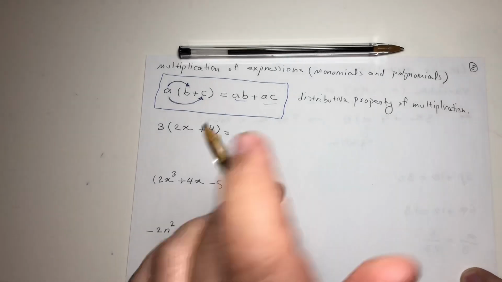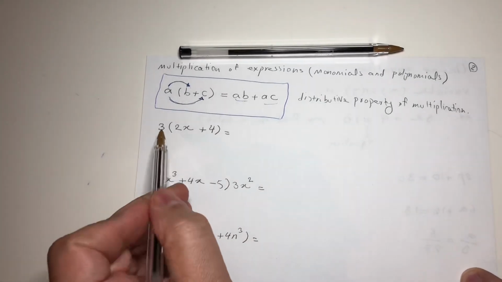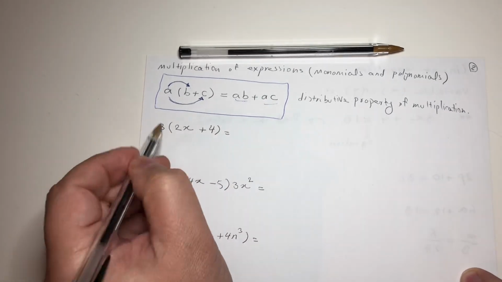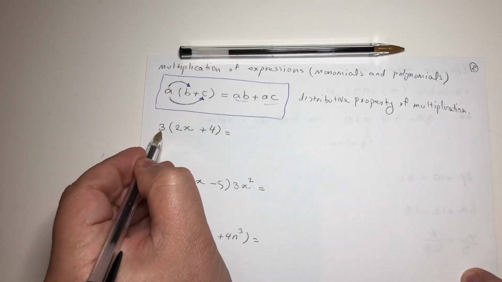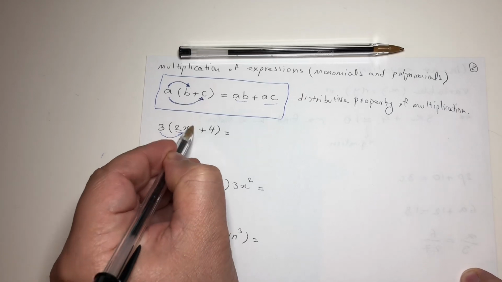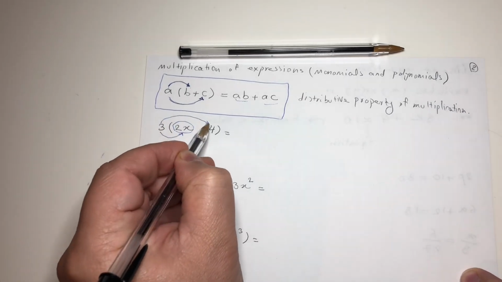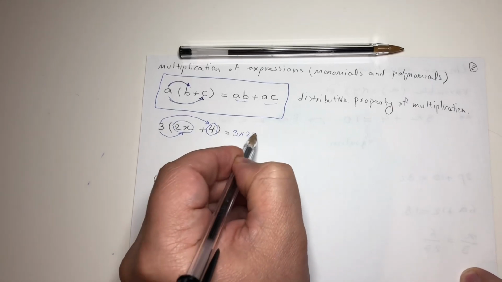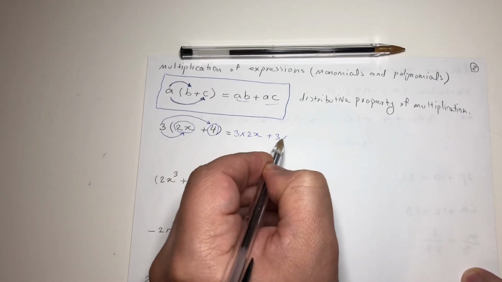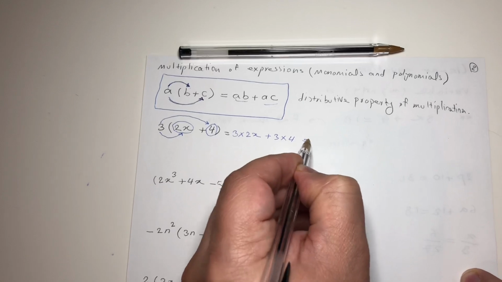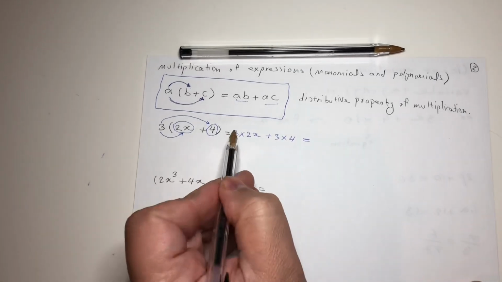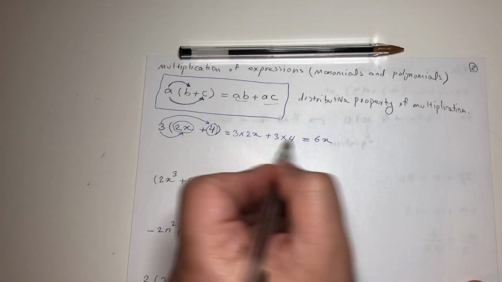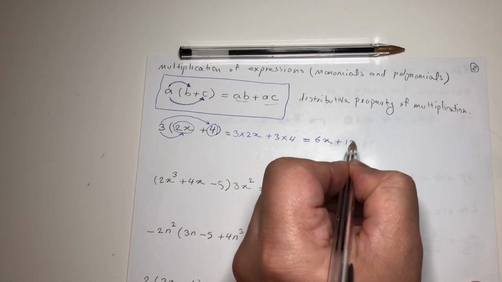Let's do one example here. We want to multiply 3 by 2x plus 4. So according to this rule, we have to do this, right, and this. Okay, 3 by 2x plus 3 by 4. So what would be the result? 3 by 2x would be 6x plus 12.